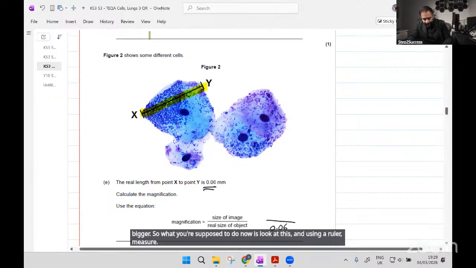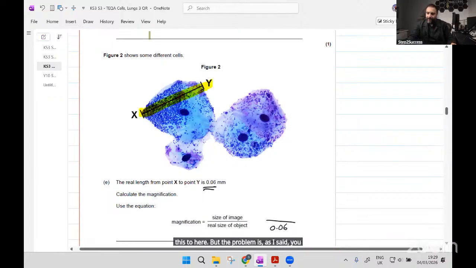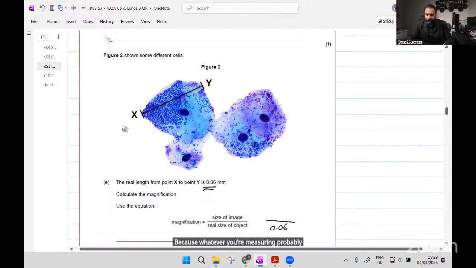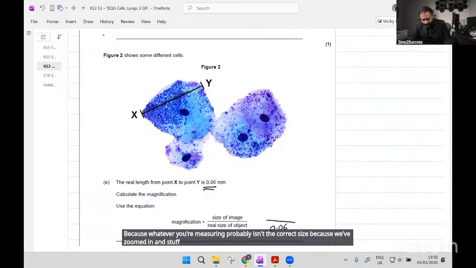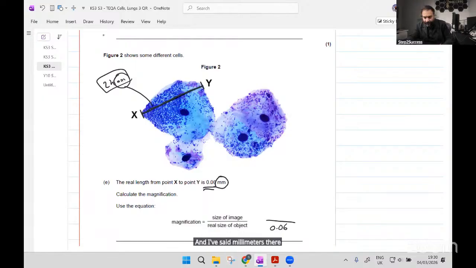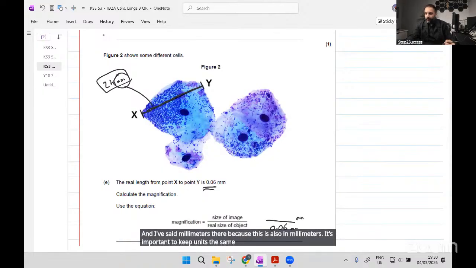So what you're supposed to do now is look at this and, using a ruler, measure this to here. But the problem is, as I said, you will almost certainly get the wrong answer because whatever you're measuring probably isn't the correct size, because we've zoomed in. But this distance, I can tell you, if you did this correctly, is supposed to be 24 millimeters, so 2.4 centimeters. I don't know if it looks like that on your page, but it is supposed to be 24 millimeters. I've said millimeters there because this is also in millimeters. It's important to keep units the same when you do formulas.